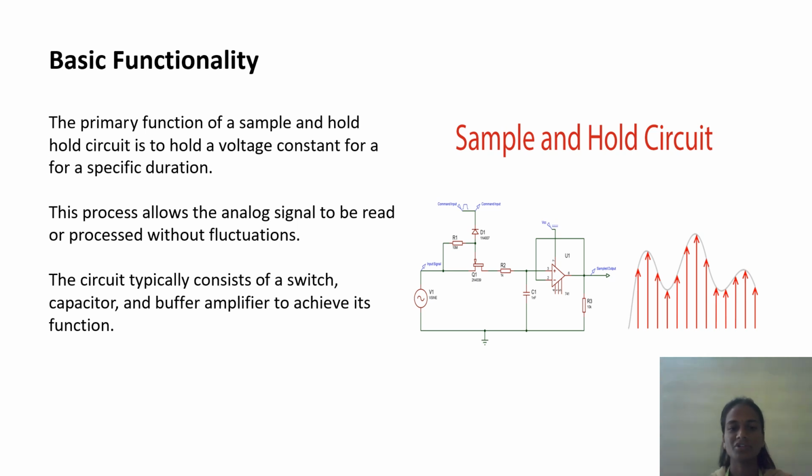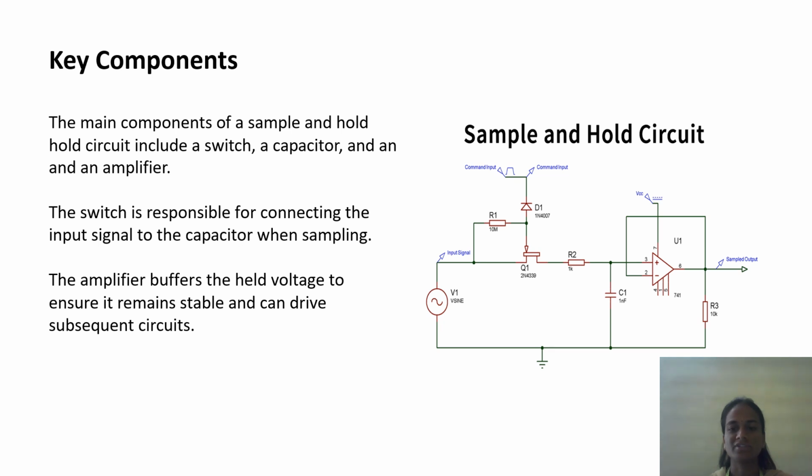Basic functionality of sample and hold circuit. The primary function of a sample and hold circuit is to hold the voltage constant for a specific duration. This process allows the analog signal to be read or processed without fluctuations. The circuit typically consists of a switch, capacitor, and buffer amplifier to achieve its function.